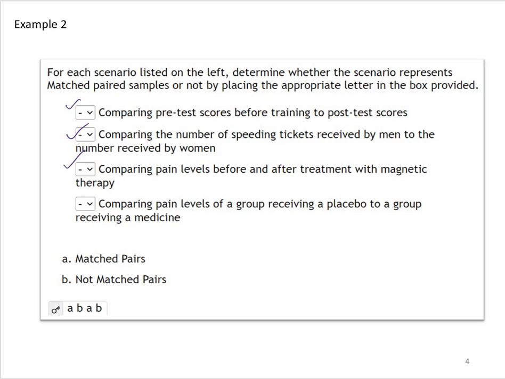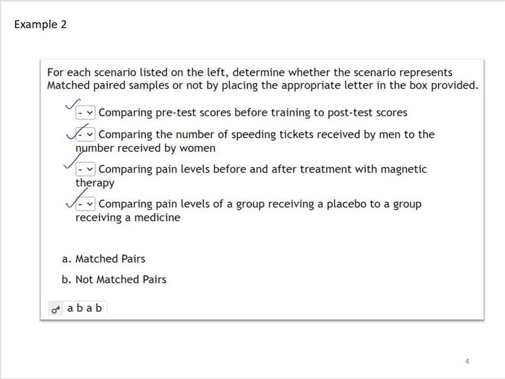And the fourth one: comparing pain levels of a group receiving a placebo to a group receiving medicine. They are independent, because there is no connection between them. That's why they are not matched pairs.